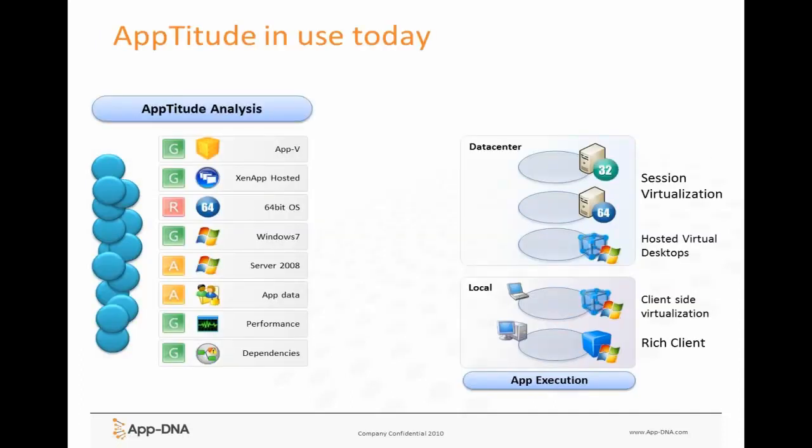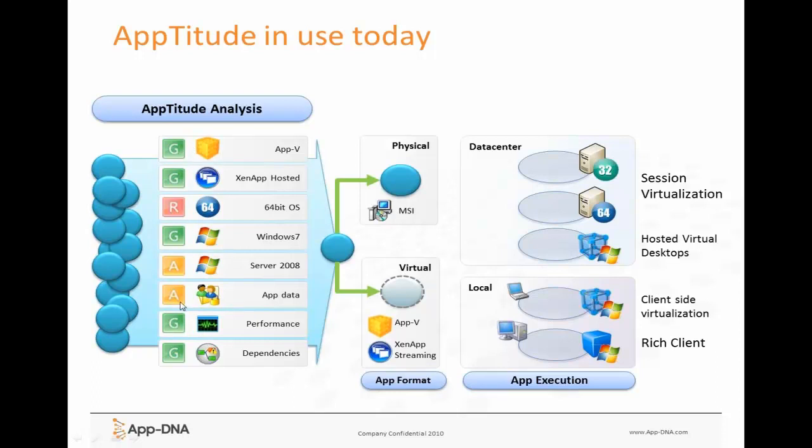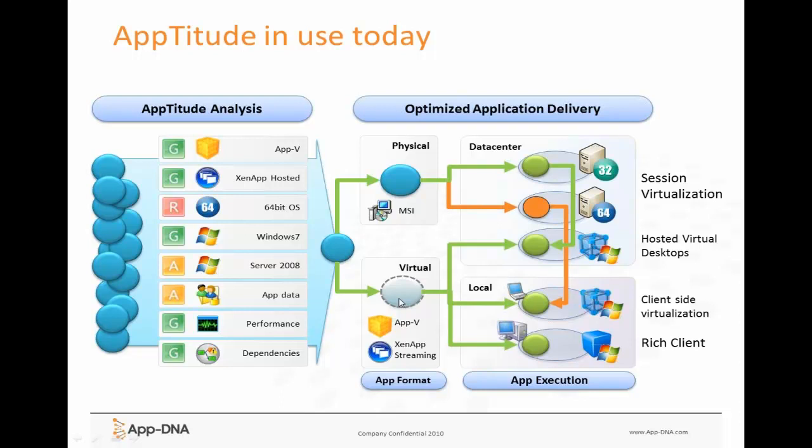After the Aptitude analysis, that red, amber, green status drives the behavior. You can see here this application is green in App-V, green in App Hosted, green in Windows 7, and green as far as performance and dependencies. And these are relevant for Citrix environments. So your decision can be made. If the application has this RAG status, you can decide it's okay to go physical, but it's also okay to go virtual. Then the next decision is where you want to host it. So it takes you to that optimized application delivery endpoint very, very quickly and easily.